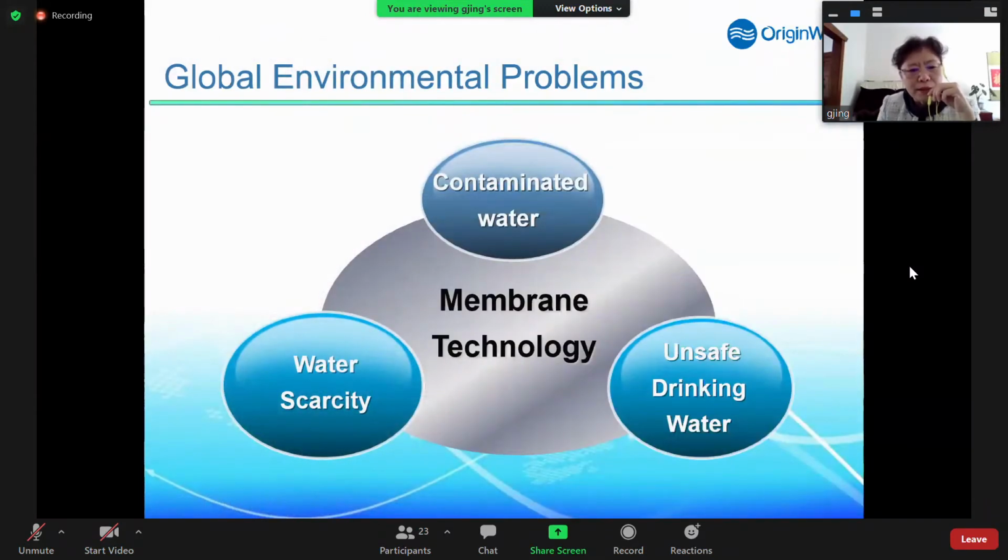So as we all know, there are three major global problems in water, but it's difficult to solve the problems using conventional treatment processes. But membrane technology can do the job. So let's have a look at how membrane technology can fix the problems.